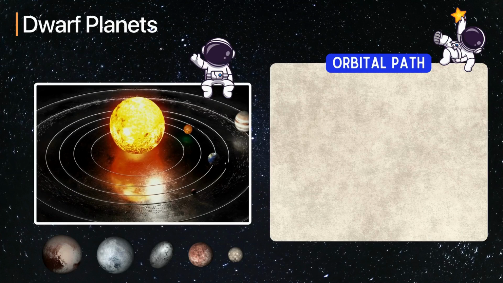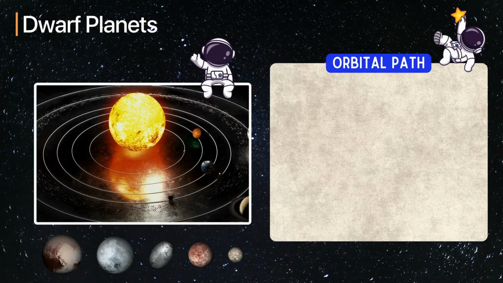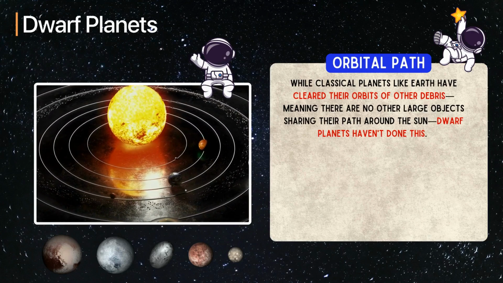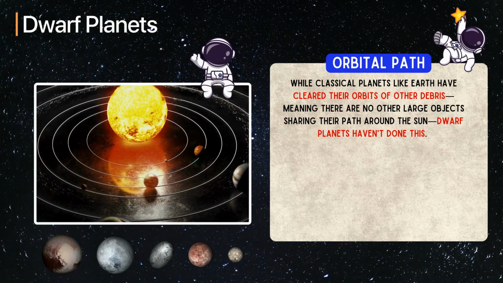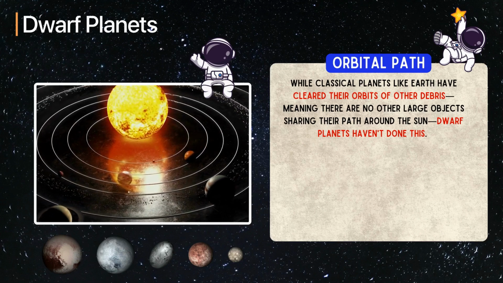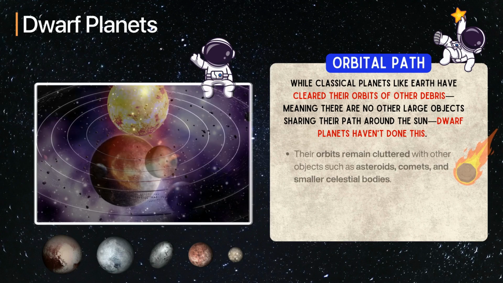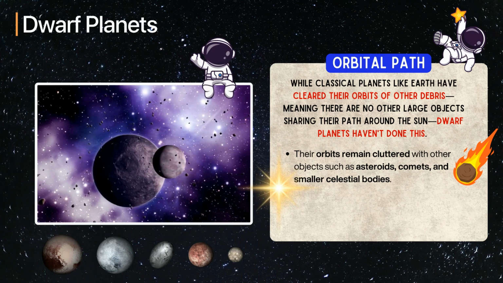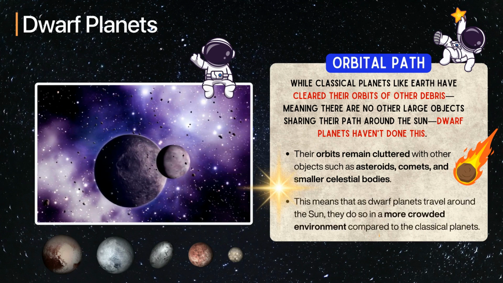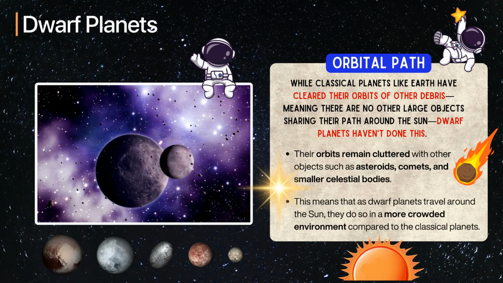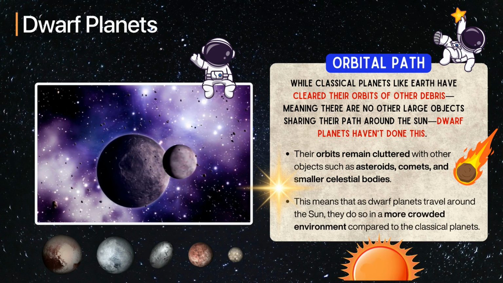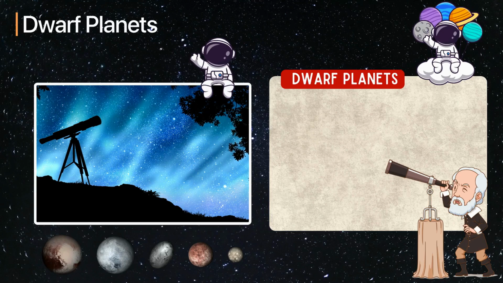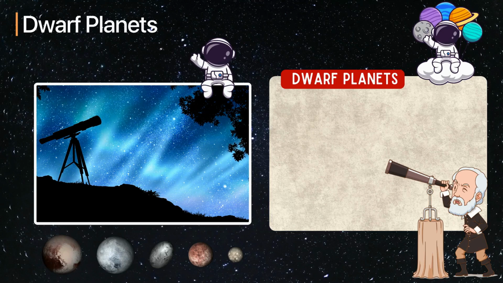A key difference between dwarf planets and classical planets is their orbital paths. While classical planets like Earth have cleared their orbits of other debris, meaning there are no other large objects sharing their path around the Sun, dwarf planets haven't done this. Their orbits remain cluttered with other objects such as asteroids, comets, and smaller celestial bodies. This means that as dwarf planets travel around the Sun, they do so in a more crowded environment compared to the classical planets.